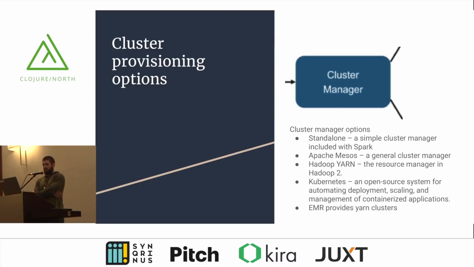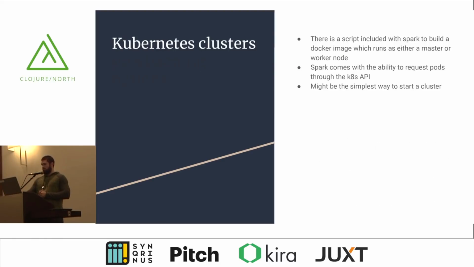Spark has built-in components for it. It can run on Mesos. It can run on Yarn. It can run on Kubernetes. EMR provides clusters that are Yarn clusters, which I don't recommend because of issues related to all the versions that you're going to want. Personally, I think Kubernetes is the simplest option at the moment.